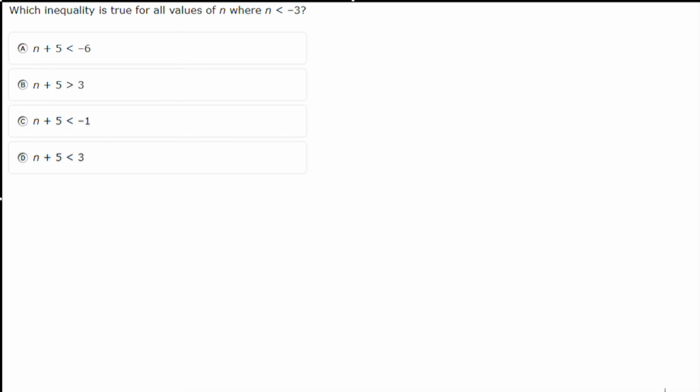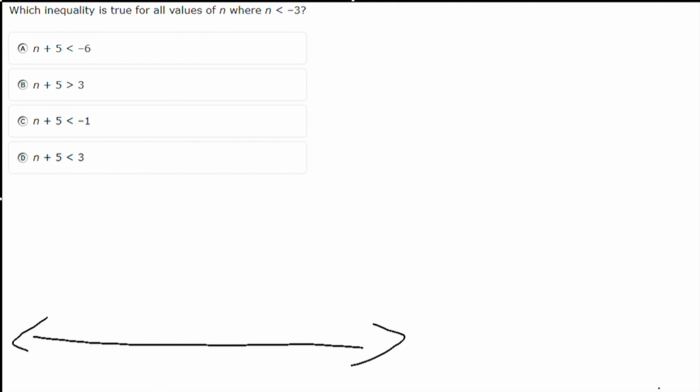Question number 4. Which inequality is true for all values of n where n is less than -3? All right. Where n is less than -3, what does that mean? That means that we need to choose a value for n that is less than -3, so it cannot be greater than -3. For questions like this, don't hesitate to make a number line.